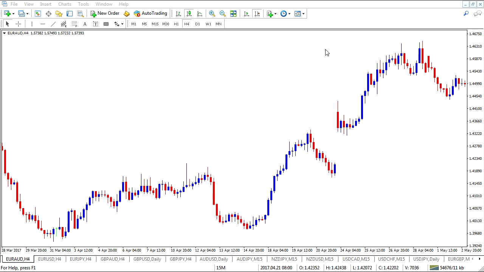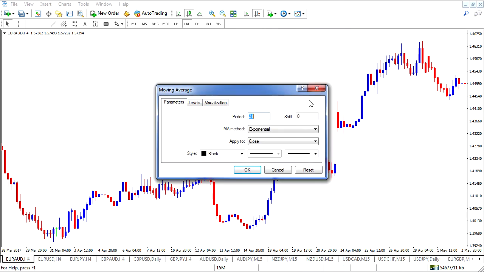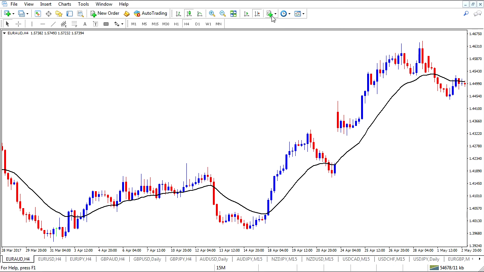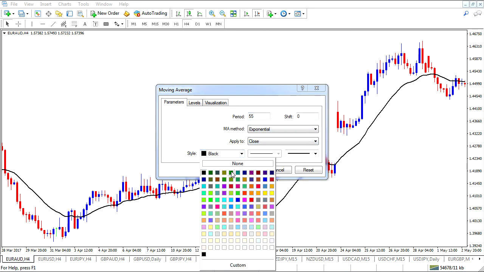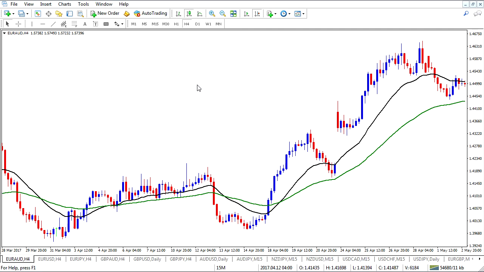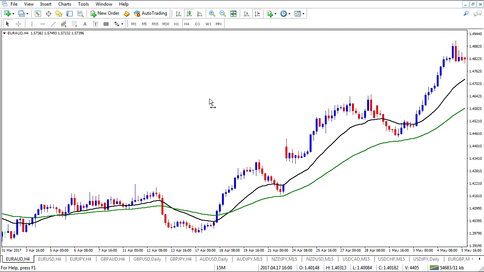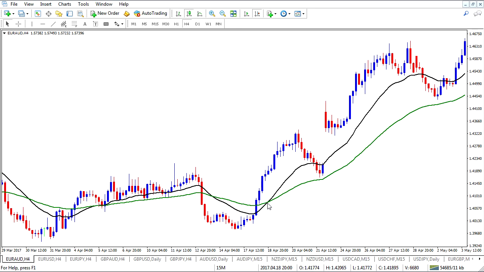But what happens a lot of the time is when a trader puts moving averages onto the chart, which I'll do right now. So we'll go 21 and then I'll add a 55. So these are exponential moving averages. Make this one a different color, green. What traders tend to do is they will try to trade the crossovers of these moving averages.